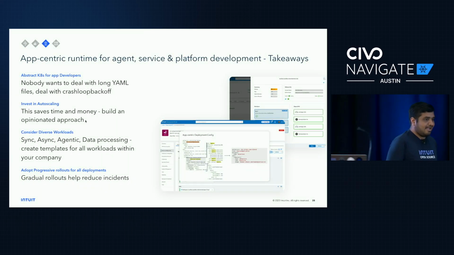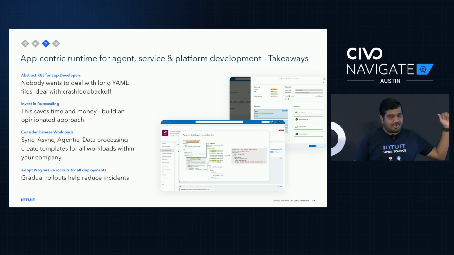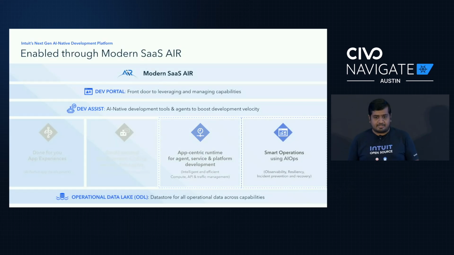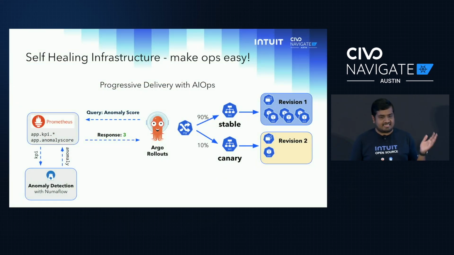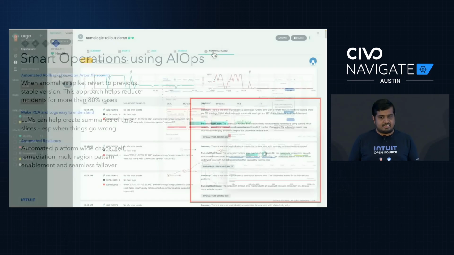Okay, so I am running out of time. I'm going to quickly go through the rest of my slides. Invest in auto-scaling, abstract Kubernetes, and adopt progressive delivery are the 3 takeaways that I would give. On the operations side, I just explained that part as well. We have the stable and the canary releases. So as we get anomaly scores, we would either roll out or roll back automatically and create self-healing infrastructure like that. We have log summarization also. So we have stuff that summarizes the logs, gives you time slices, and tells you what happened in a certain time frame.